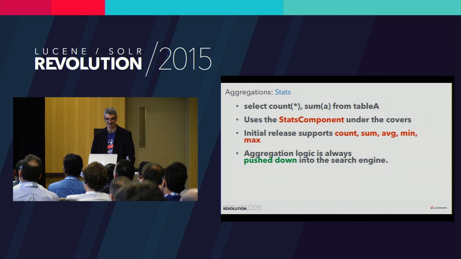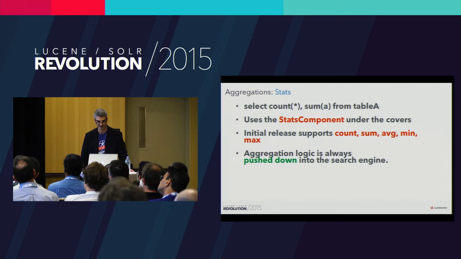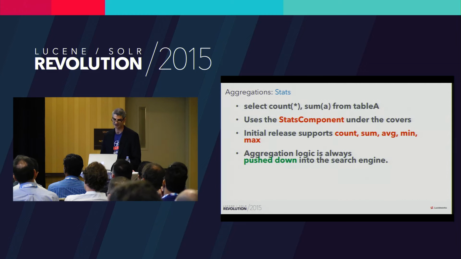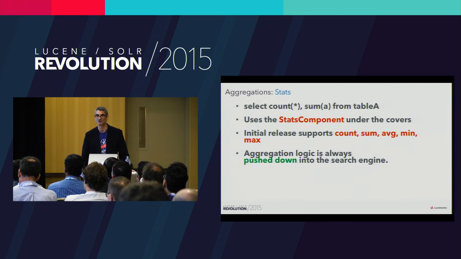Okay, so now we have our first set of aggregations. And these are simple stats, without a group by. Basically, this allows you to use aggregate functions and pull back results. This uses the stats component under the covers, and the initial release supports count, sum, average, min, and max. And in this case, the logic is always pushed down. So we've made the SQL interface such that there's never a need to shuffle here, at least with these functions. And so we push down. So it's always going to be very fast.